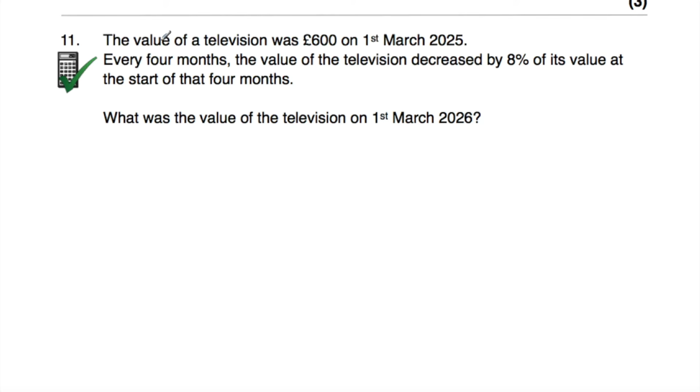Okay, so question number 11. Question number 11 says the value of a television was £600 on the 1st of March 2025. And every 4 months, the value of the TV decreased by 8% of its value at the start of that 4-month period.